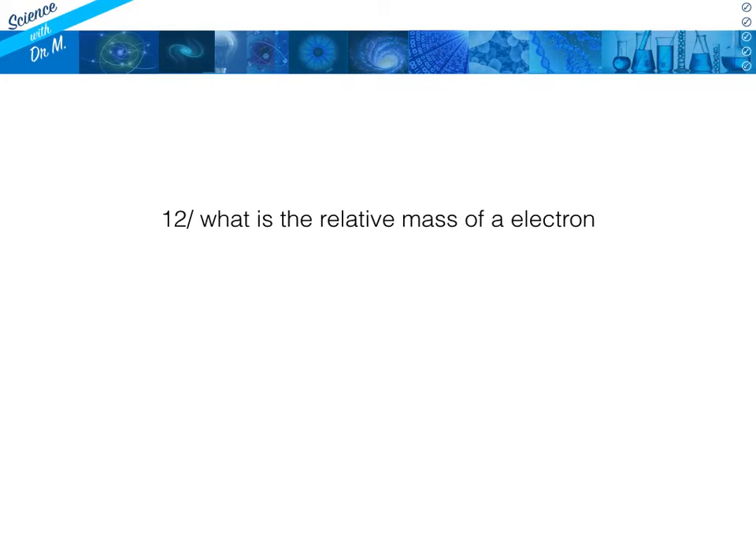Number 12, what is the relative mass of an electron? Mass of an electron. And the answer is 0.0005. If you're on the AQA spec, then the answer is very small. So that's where the 2 specs differ slightly.